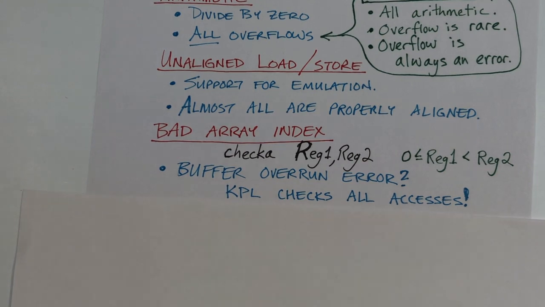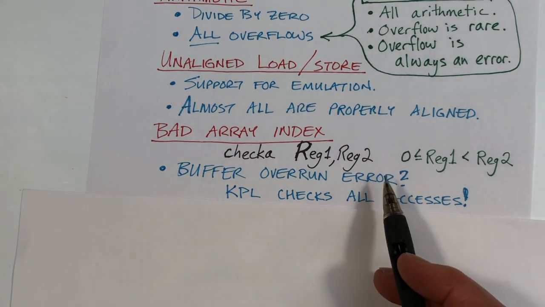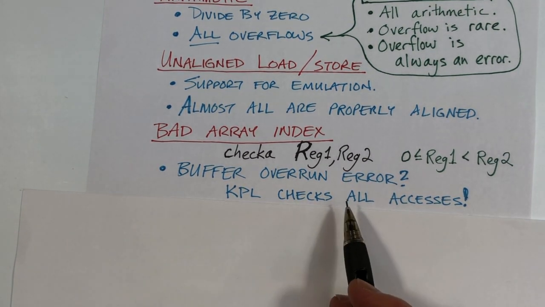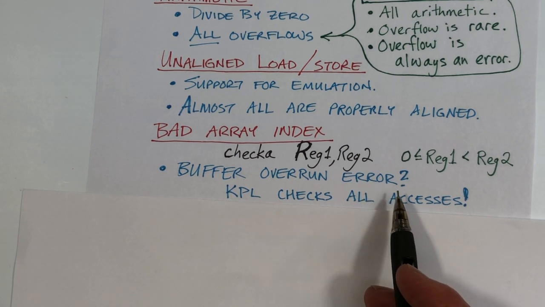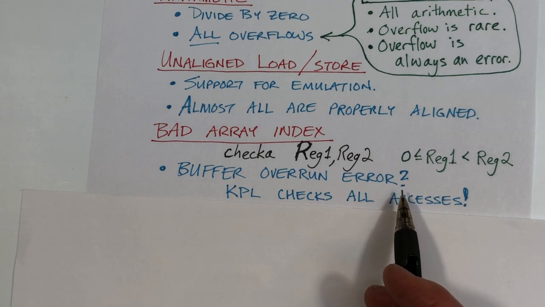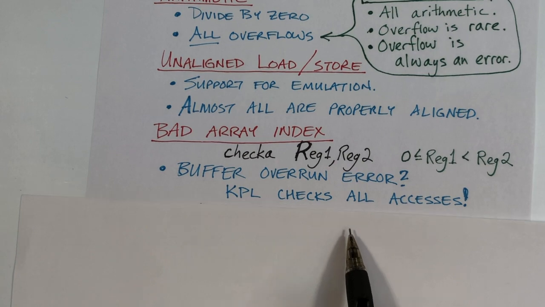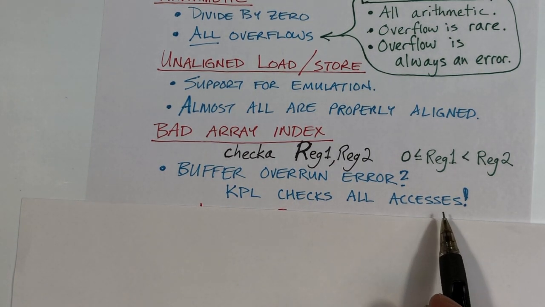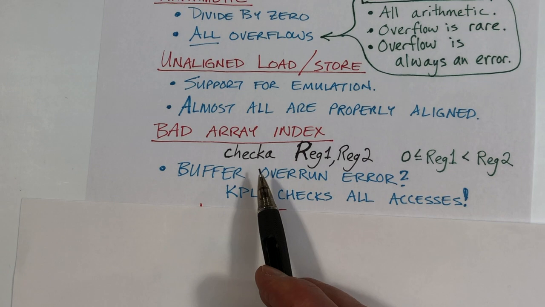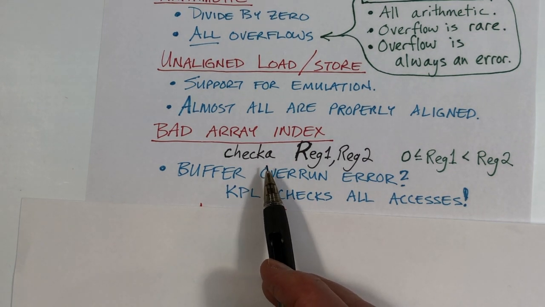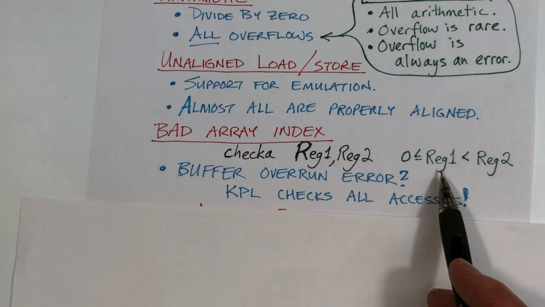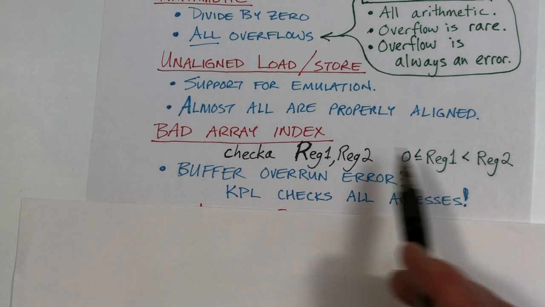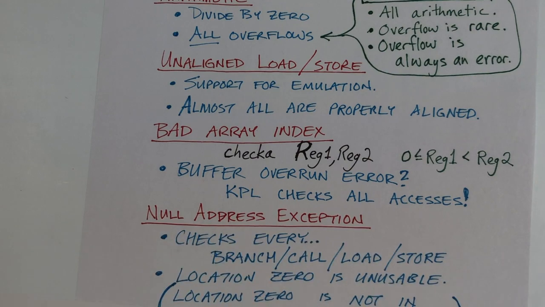Arrays are frequently used, and array indexes can be out of range. As we know, buffer overflow errors or overrun errors have been a common source of all kinds of problems, both errors and opportunities for malware to gain control. In the KPL language, all array accesses are checked, so we make sure that the index is valid. And in order to reduce the amount of overhead for that, there's a special instruction called the check A instruction, which basically just checks an index to make sure that it's in range. And if not, we get a very specific message that an array index went out of range.